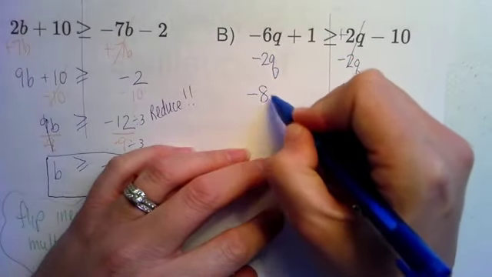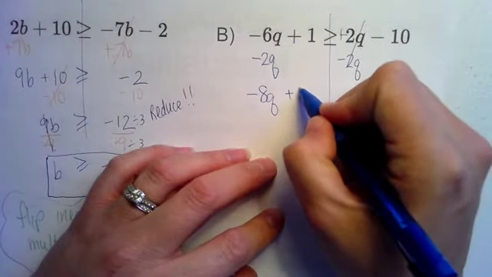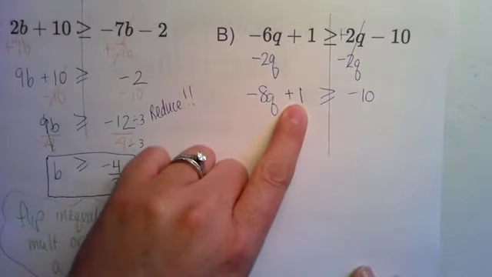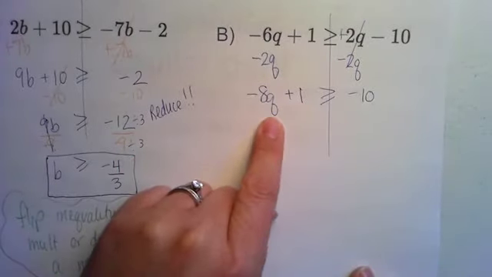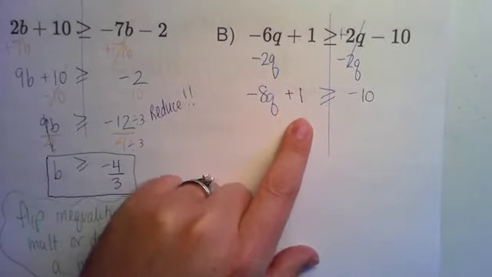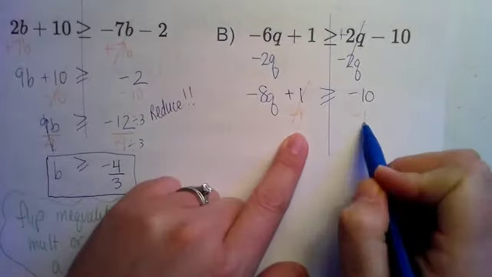That's right, negative 8Q. There's a whole lot of negatives there. And then we have a plus 1 is greater than or equal to negative 10. And then again, I need to isolate my variable, isolate Q. So we need to get rid of this 1. So we're going to go ahead and subtract 1 from both sides.